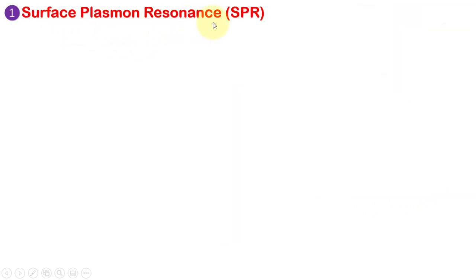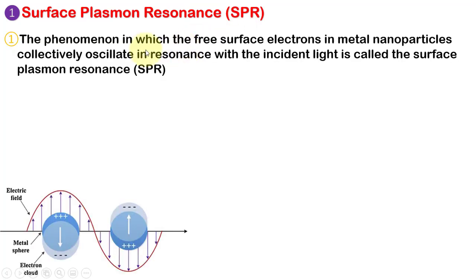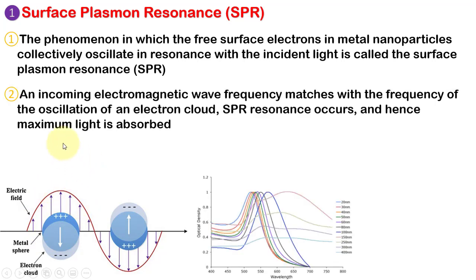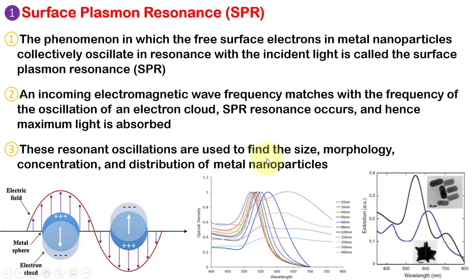Surface plasmon resonance. The phenomenon in which the free surface electrons in metal nanoparticles collectively oscillate in resonance with the incident light is called the surface plasmon resonance. That is, when an incoming electromagnetic wave frequency matches with the frequency of the oscillation of an electron cloud, SPR resonance occurs and hence maximum light is absorbed. These resonant oscillations are used to find the size, morphology, concentration, and distribution of metal nanoparticles.